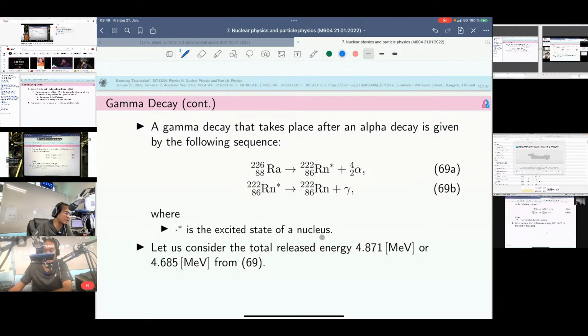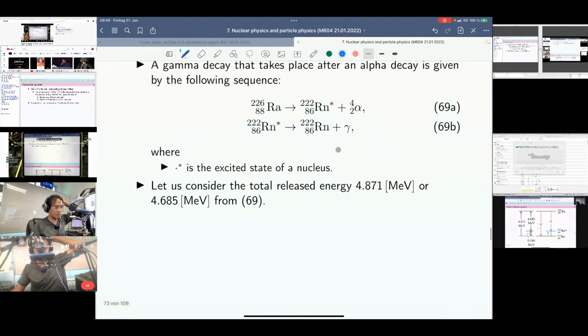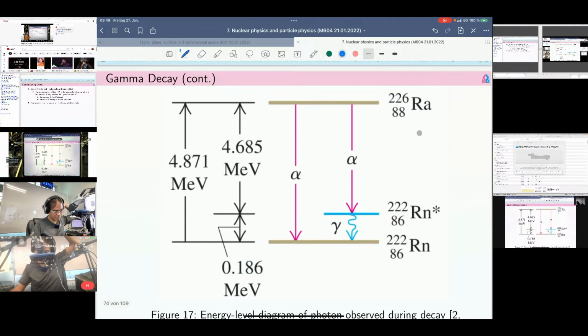And the total released energy in the gamma process, from radon star to radon without star plus the gamma photon, the energy by gamma is from 4.871 to 4.685. This is the excited state. This is the typical state. The radium starts from here, right? And it can emit the radon.